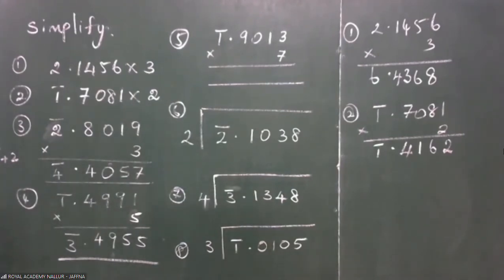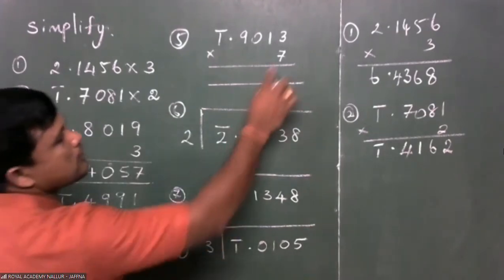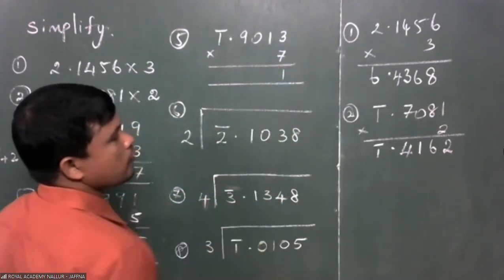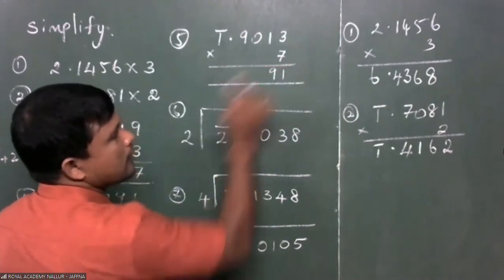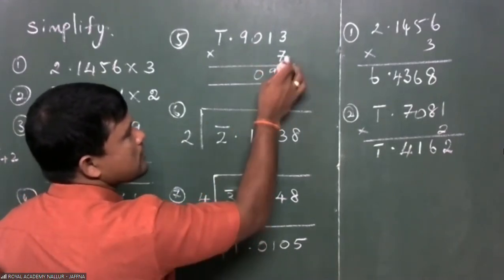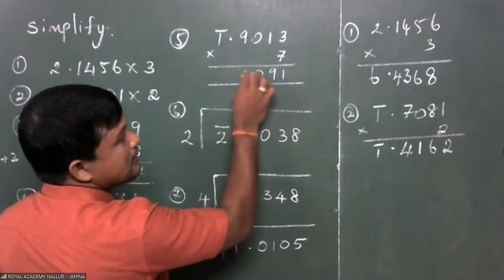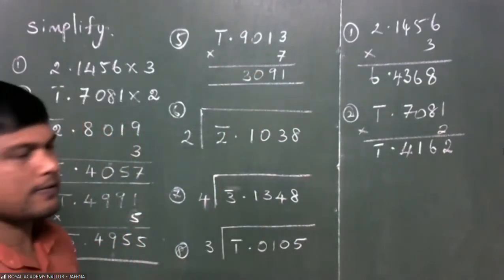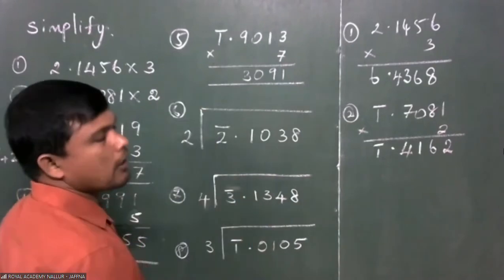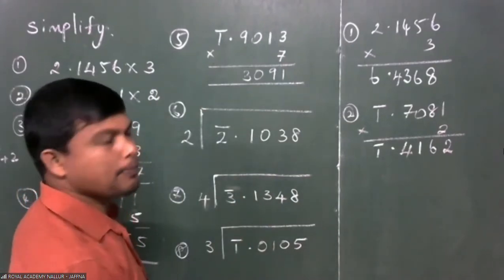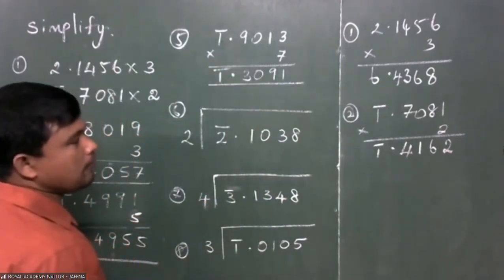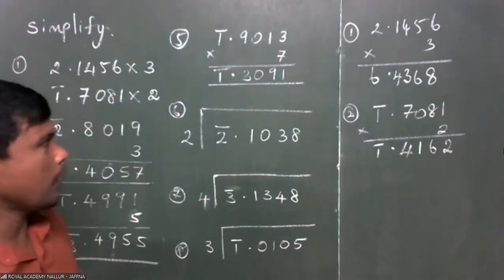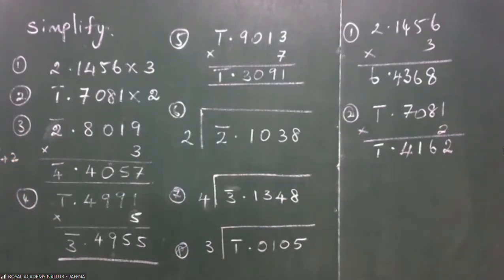Then number 5, that also multiplication. 7 into 3, 21, 2 remaining. 7 into 1, 7 plus 2, 9. 7 into 0, 0. 7 into 9, 63, 6 remaining plus 6. And 7 into bar 1 is bar 7 plus 6. Bar 7 plus 6 is bar 1. So, multiplication.